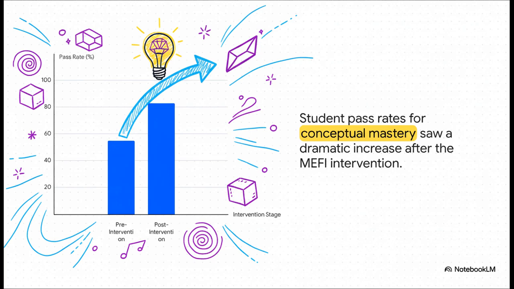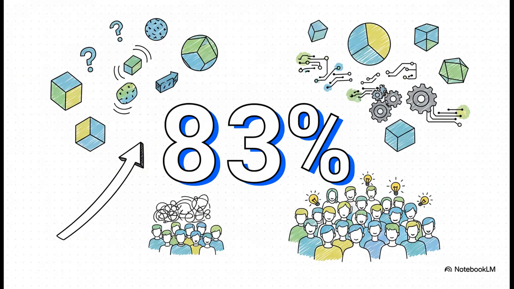After using MEFI, that number skyrocketed from 55% all the way up to 83%. That's not just a small bump. That's a complete game changer. 83%. The teacher's original goal was to hit 80% mastery. So this intervention didn't just meet the goal, it blew right past it. That 83% represents student after student who went from being totally lost in abstract ideas to really confidently understanding the material.